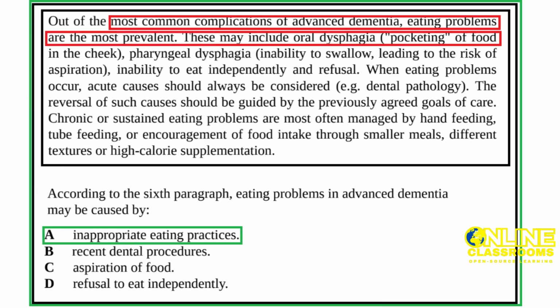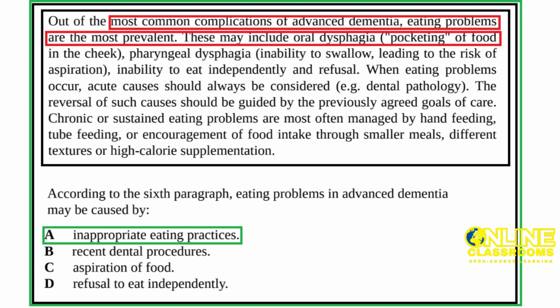Let's analyze the given paragraph to understand the cause of eating problems in advanced dementia and determine the correct answer. The paragraph discusses eating problems in advanced dementia and mentions that these problems may include various factors, such as oral dysphagia, pharyngeal dysphagia, inability to eat independently, and refusal.